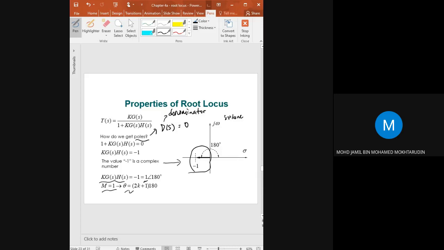And the 2k plus 1 here means that it rotates, okay? If k equals 0, then it's the first 180 degrees. If k equals 1, then it rotates, the first rotation. For k equals 2, it's the second rotation, meaning that the angle is always on the 180 degree position, but the value may become 360 or 540.